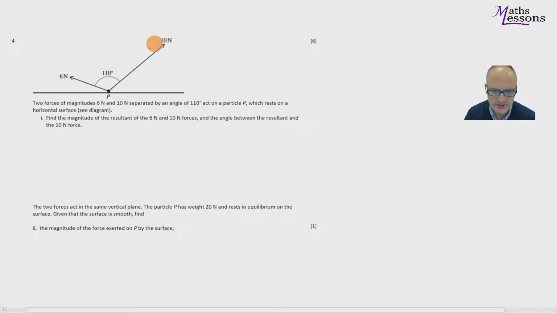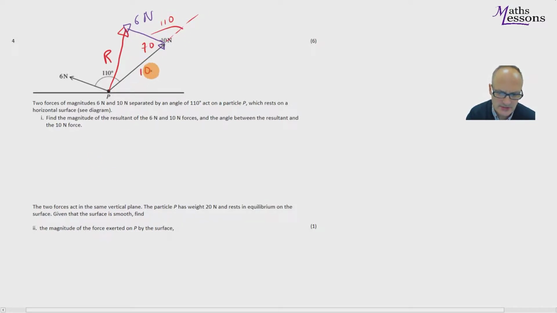Now the sensible way to do this is to add our two forces together to find the resultant. You can add two forces by putting one on the end of the other. So let's put the 6 newton force on the end of this. They are vector quantities, remember, forces, and you can add vectors by putting one on the end of the other. So the resultant is just going to be this vector here. That's our resultant. Now if this is 110, this must be 110, so this must be 70.